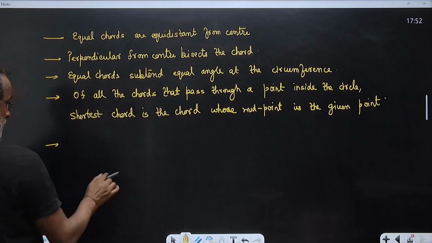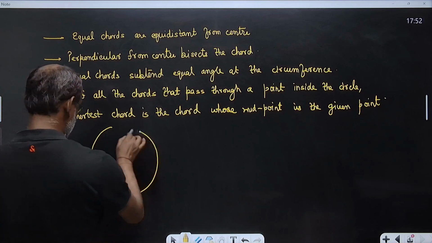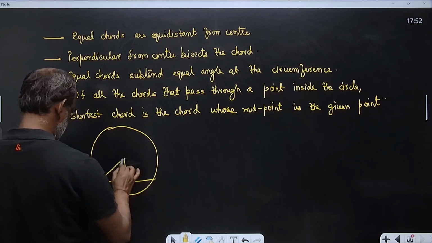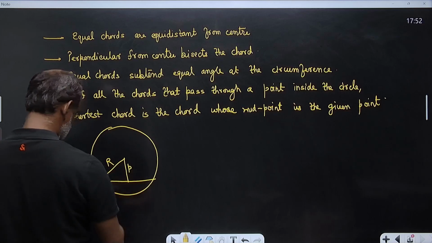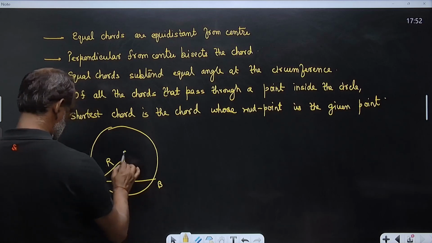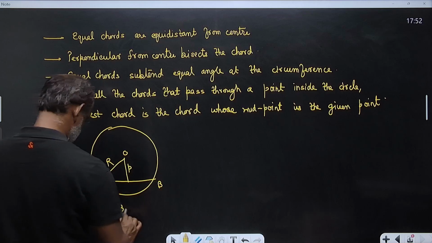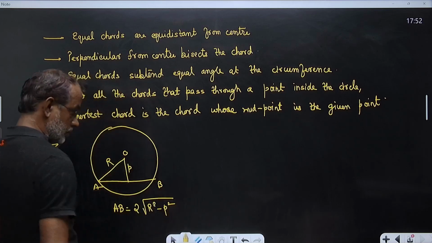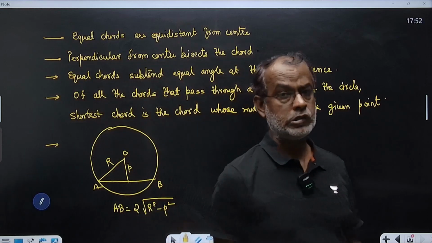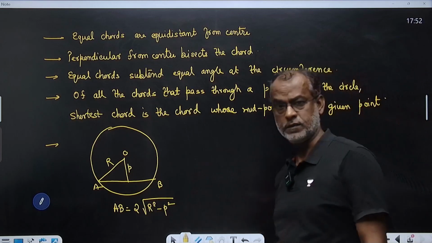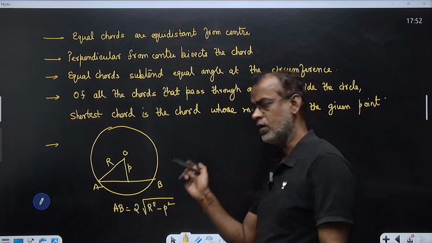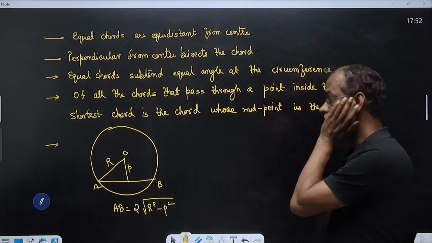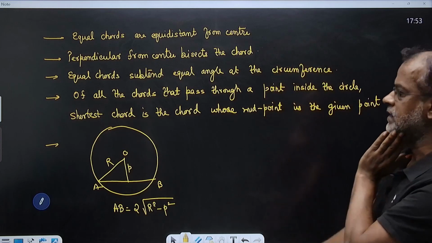Length of a chord: the nearer the chord is to the center, the longer it is. And you can see that the smallest chord, theoretically speaking, the tangent, would have length 0. Okay. Now, how do we justify all of them?